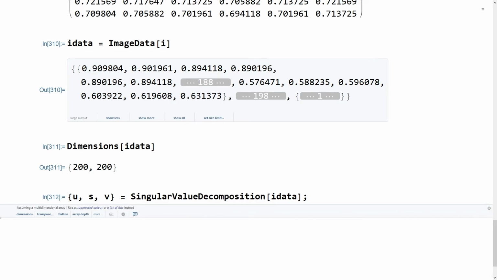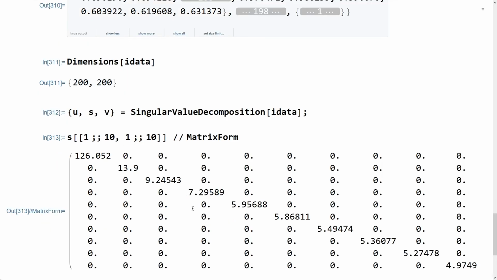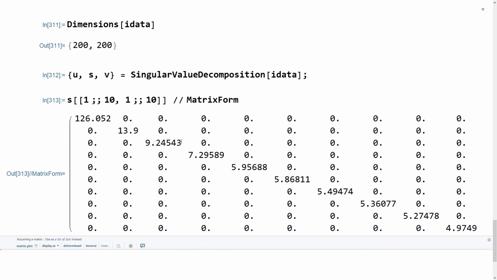Right? So here you can think like very, very fine differences in shades of gray, for example, would show up as very small differences in the small singular values. In fact, we can look at that if we just want to look at what S looks like between 1 and 10, and we put that into matrix form, we'll be able to see that the singular values start to die off pretty quickly.